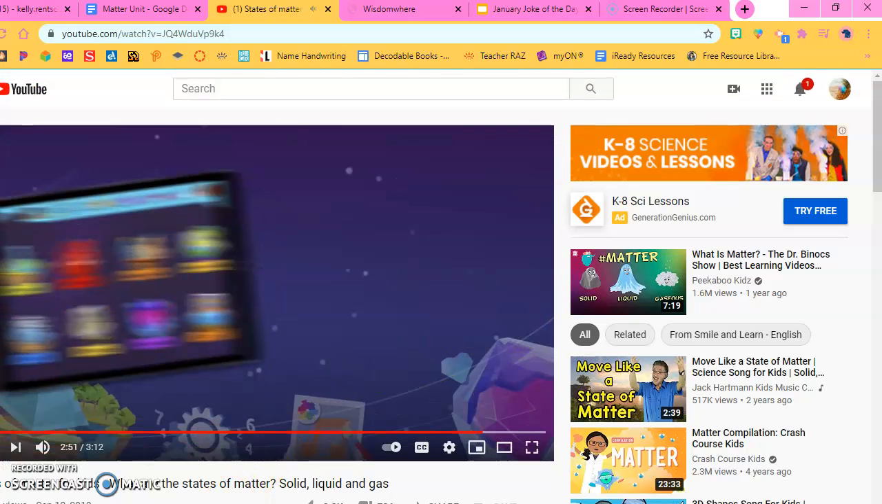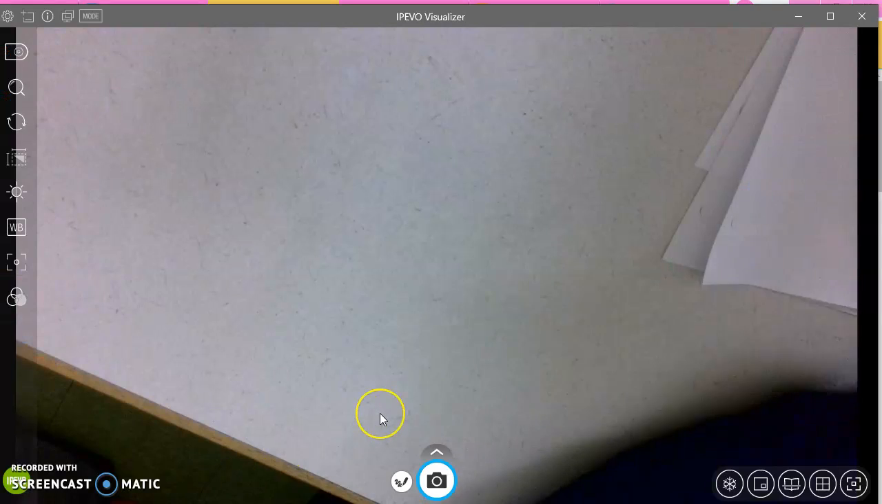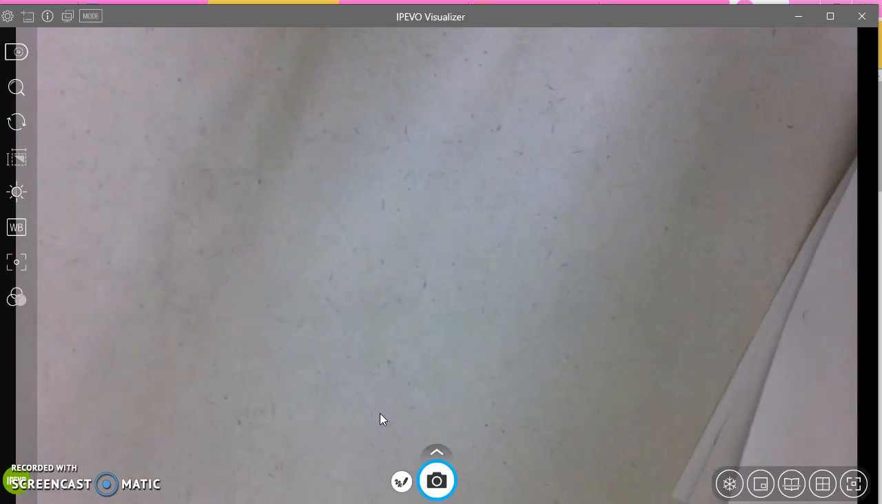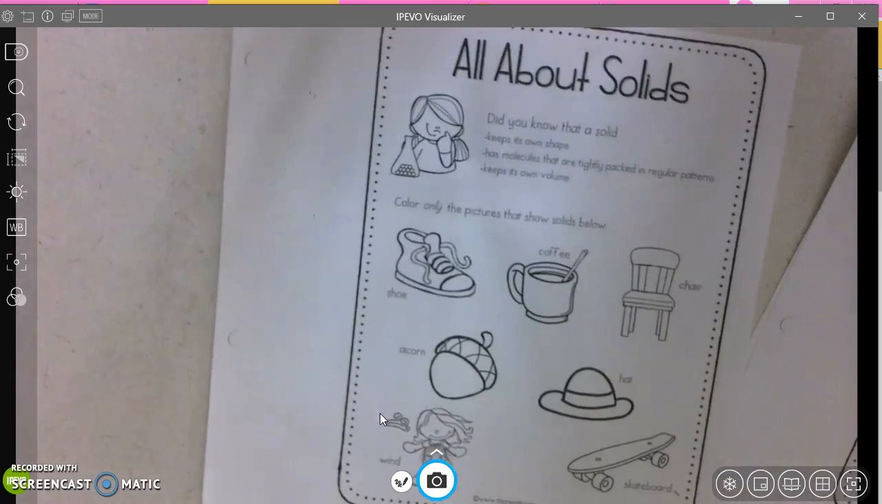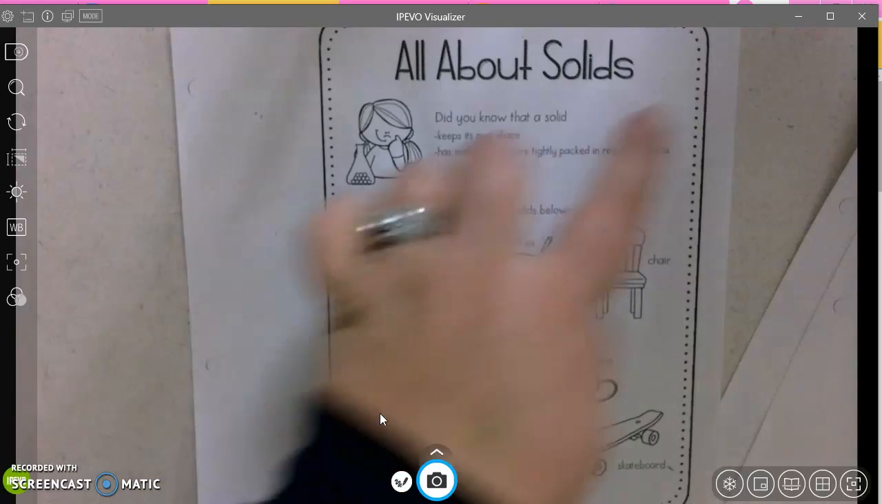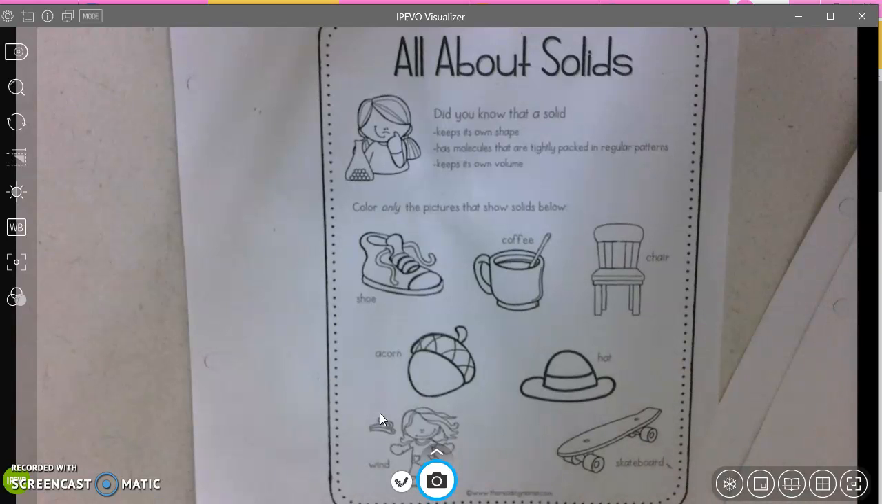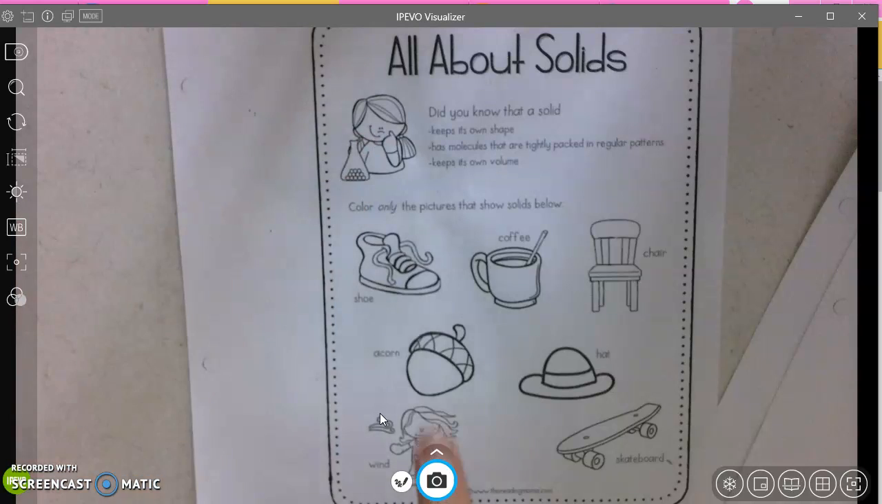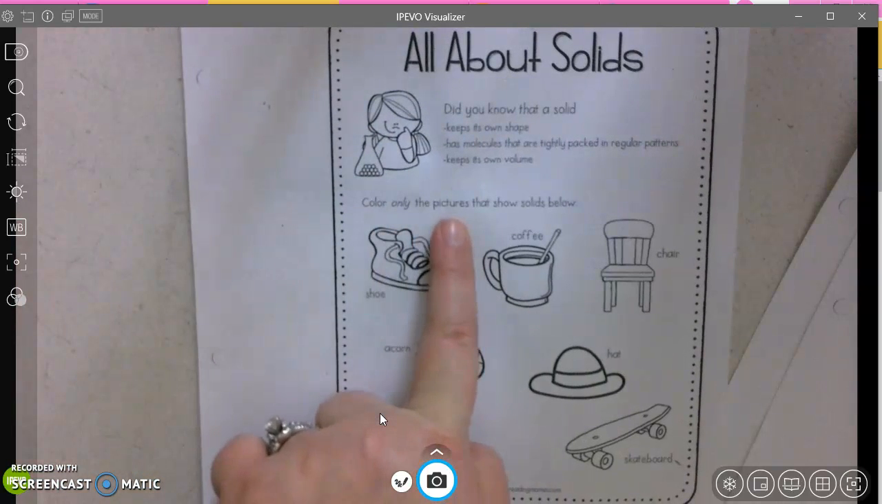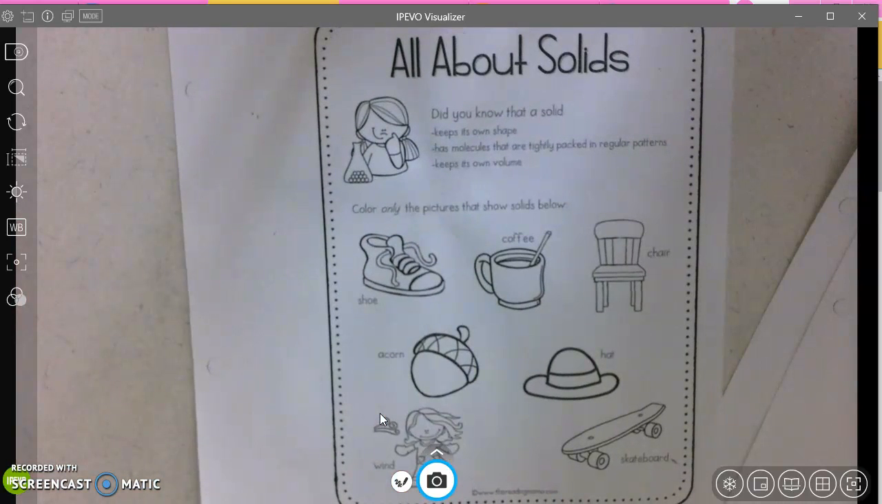Alrighty. So we learned about the different states of matter. I'm going to show you these pages now that I was talking about. I'll remind you next week when you get them, but all you're going to do is cut around the outside and glue them in your science notebook or put them in your science folder. And if you have time and you want to, you can color the person. I do want you to color the pictures that show the solids, but again, I'll remind you about that next week.